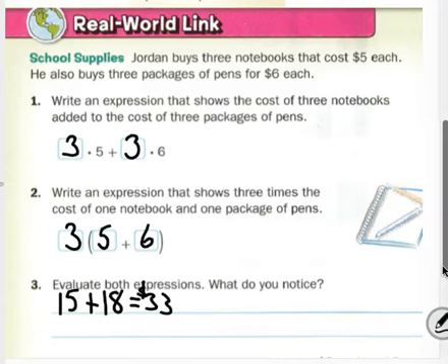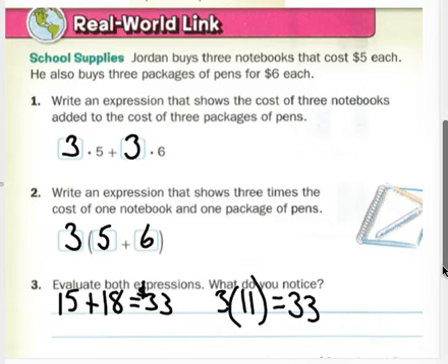All right, let's look at number 2. That would be 3 times the quantity of 5 plus 6, which is 11, so 3 times 11, and 3 times 11 is 33. So, as you can see, we actually get the same thing for both of those.